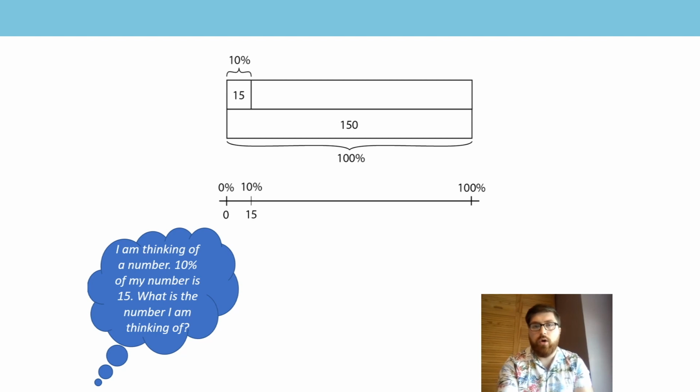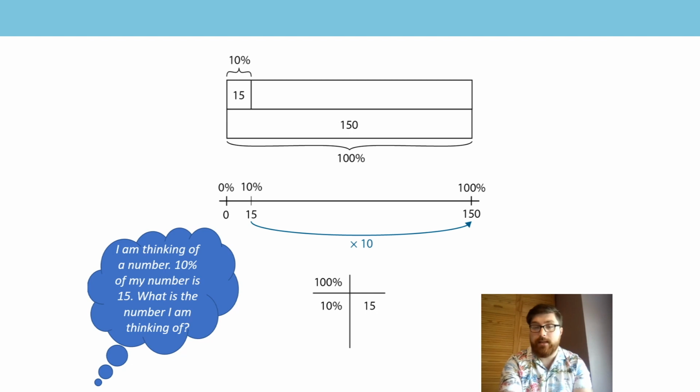We can also see this on a double number line. So we've got the 15 marked out, and we can see that 15 multiplied by 10 is 150. And I know over the previous sessions you've been looking a little bit at ratio tables as well, so we can see that on a ratio table too. 10% is 15, so 100% multiplied by 10 is 150. Fantastic.